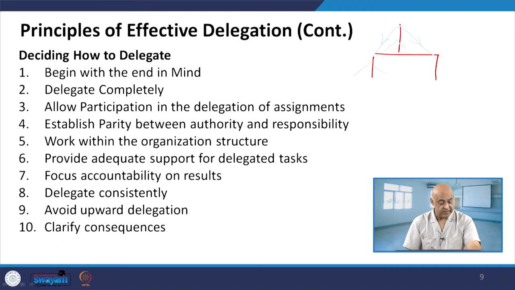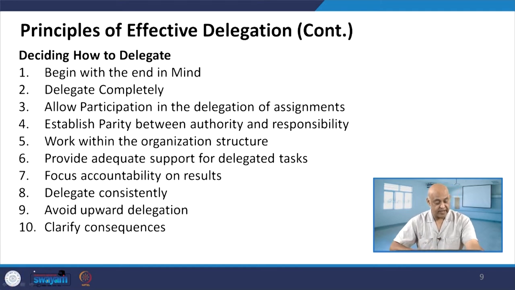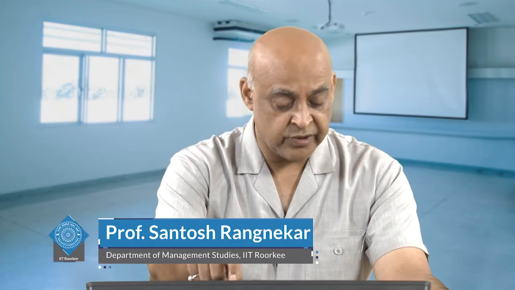So, therefore, whenever we are talking about delegating consistently and avoiding upward delegation, this is right, and this is wrong. It will not be the upward direction, it will be the downward direction. And whenever you go for the downward direction, the responsibility remains with the boss, right, and authority is given to the subordinates. So, that clarity will be there with downward delegation. And here you, as a leader, can also decide how to make the delegation, and to whom to make the delegation.